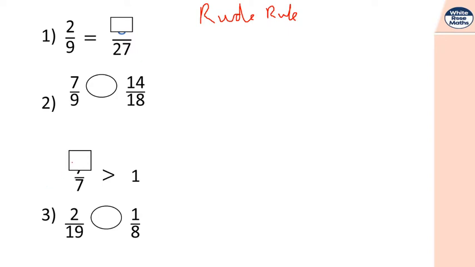And we have something sevenths is bigger than 1, and then we have 2 19ths. Can you compare that to 1 8th? Okay, remembering you need to make either the numerators or the denominators the same to be able to compare it. So pause the video and have a go at those questions.